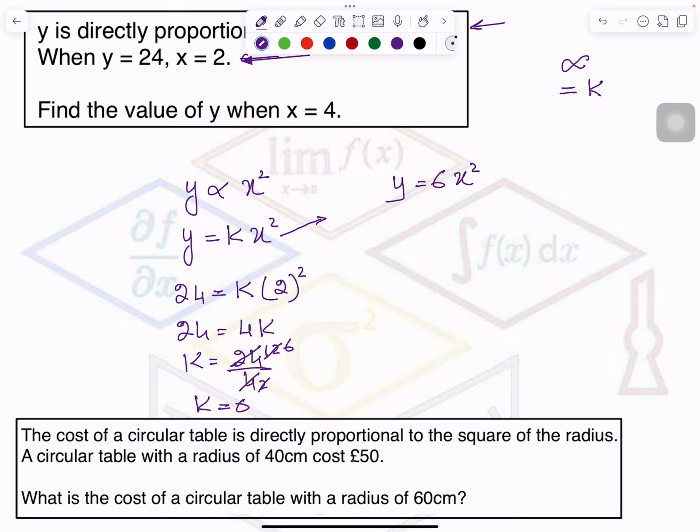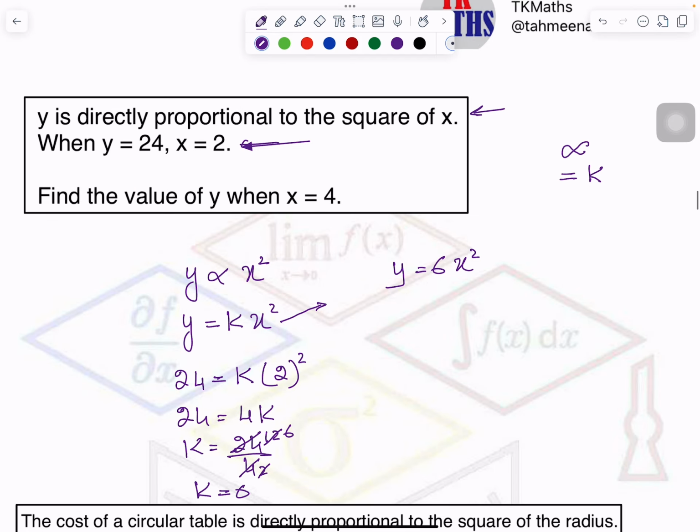Now, solving equations you have already done in year 8. Basically this is for the level of year 8. However, this style of proportionality symbols or questions is sometimes done in year 8 and sometimes in year 9, but definitely not in year 7.